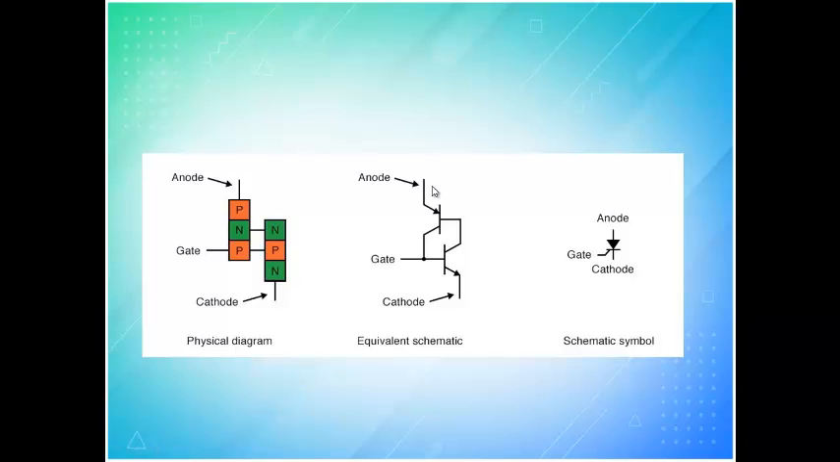Actually speaking, in the lab you cannot do this, because when you connect 2 transistors, that will not become an SCR. You have to do all this with gold wiring. Normal wiring is not possible. Then this is the symbol of SCR.